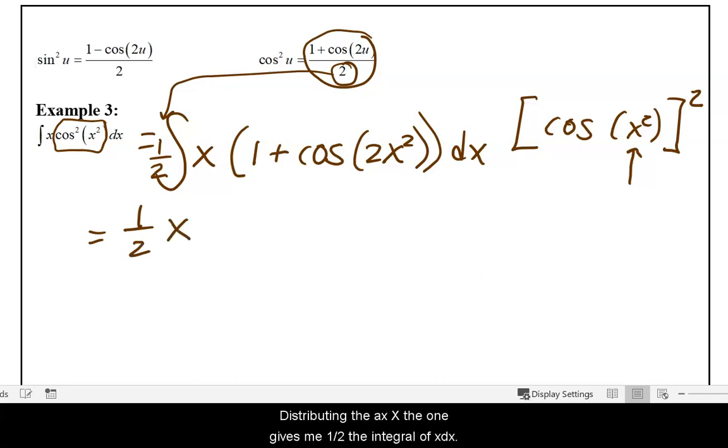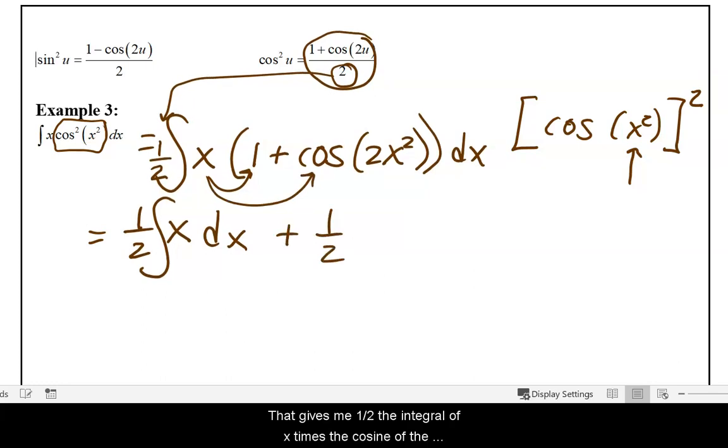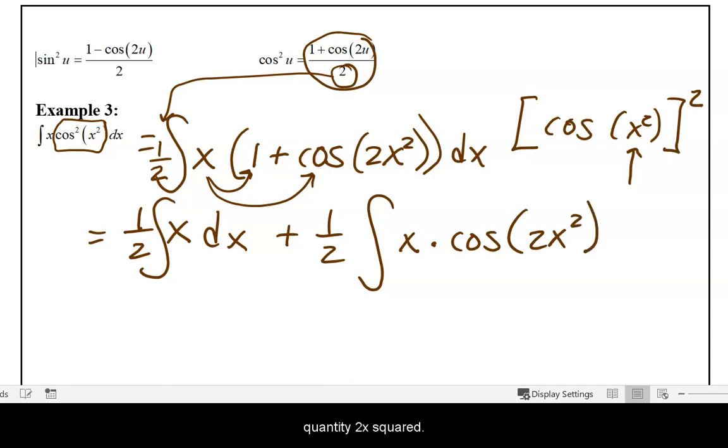1/2 distributing the x times the 1 gives me 1/2 the integral of x dx. Then I distribute over the cosine. That gives me 1/2 the integral of x times the cosine of the quantity 2x squared with the differential dx.